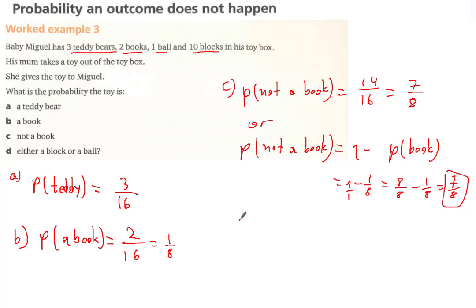Next part is question D, either a block or a ball. So it can be a block or the ball. So we have 10 blocks and 1 ball, that means 11. Let us write here probability block or ball.